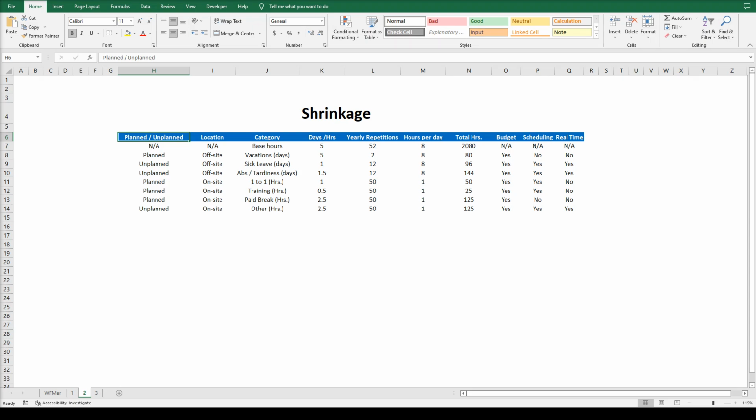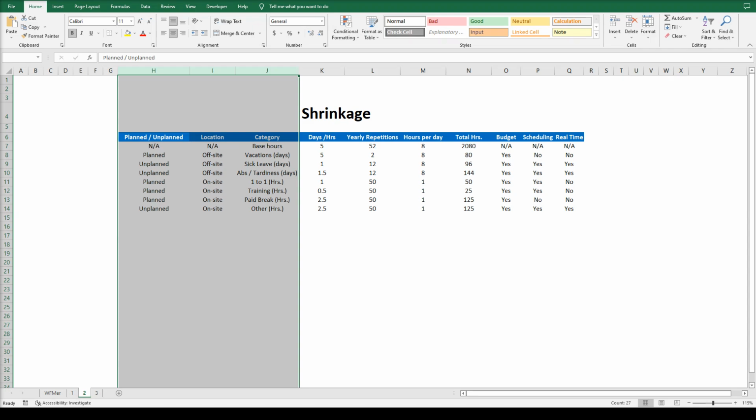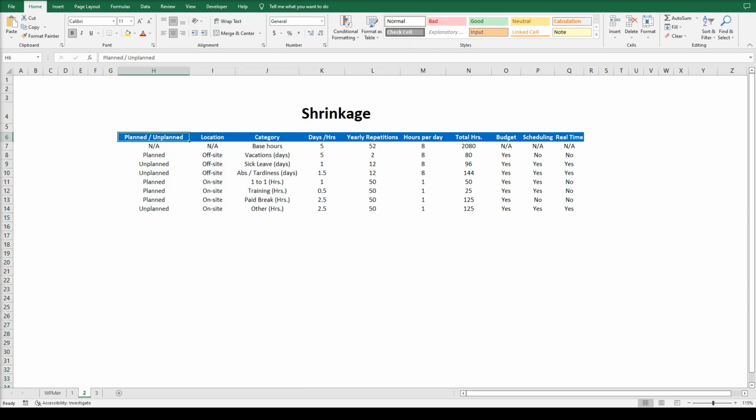On this table, I listed several categories to better understand shrinkage. Please focus your attention on columns H through J. Shrinkage can be planned and unplanned. It can be offsite or onsite.